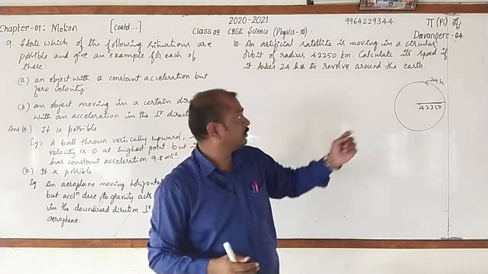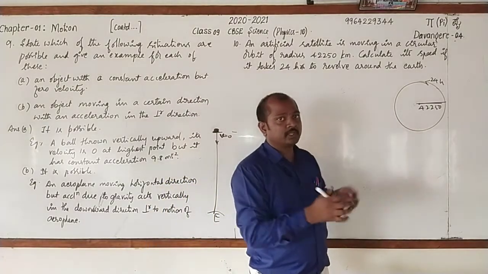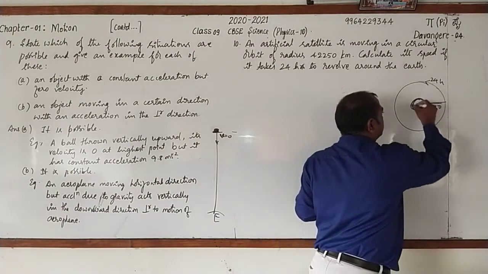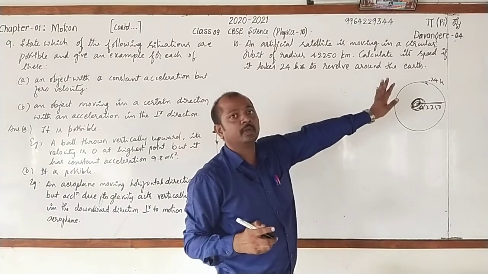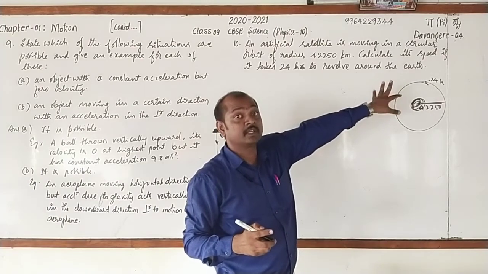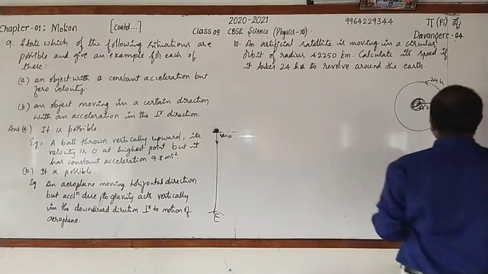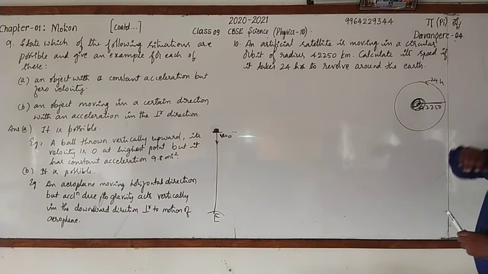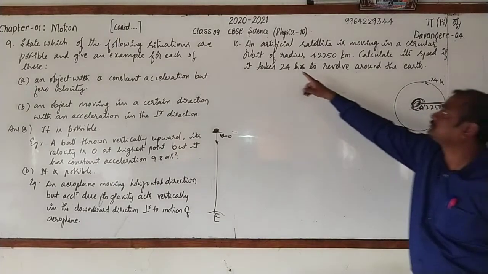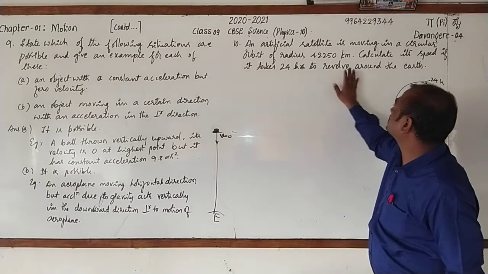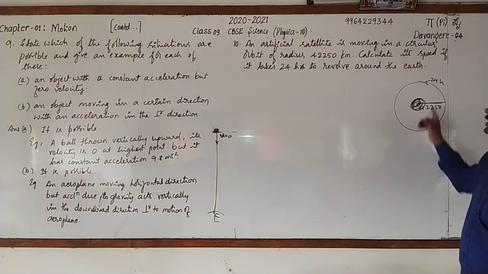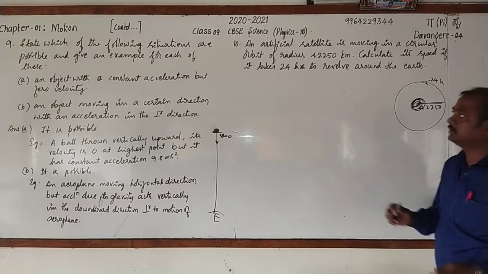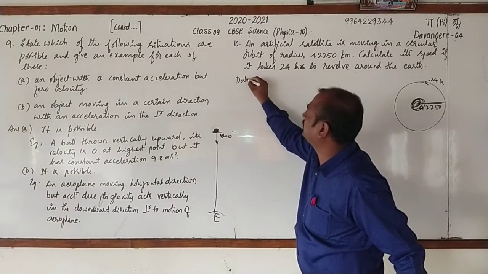You can come to know that here the time period of rotation of the earth is equal to the period of revolution of the satellite. Such a satellite is called a geostationary satellite. Now, with this information, you are going to find out the speed of that artificial satellite. Before that, let me write that data.